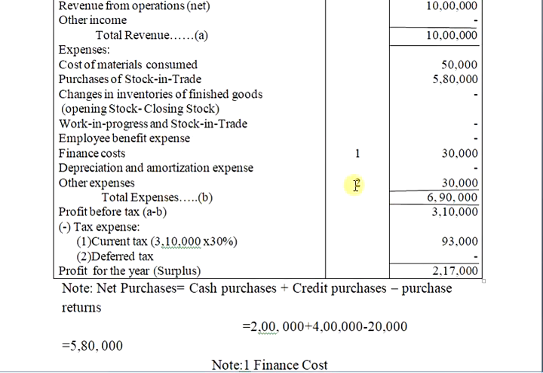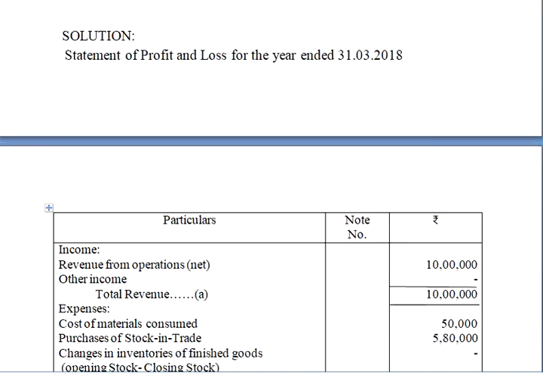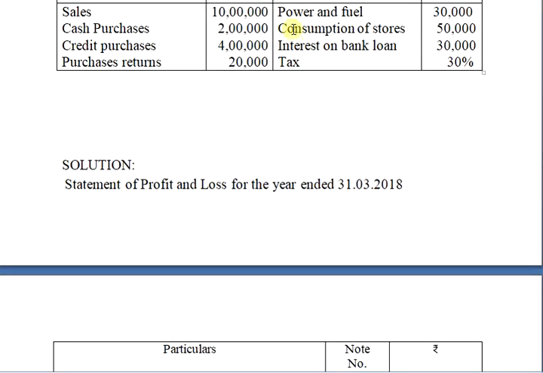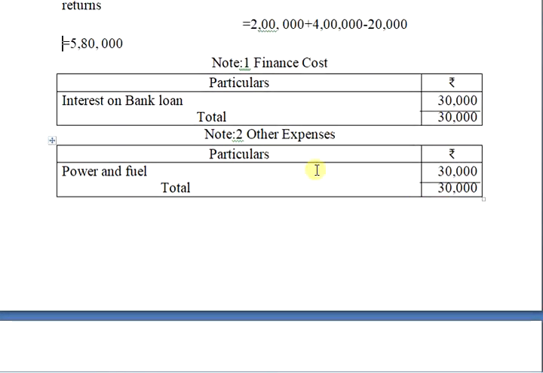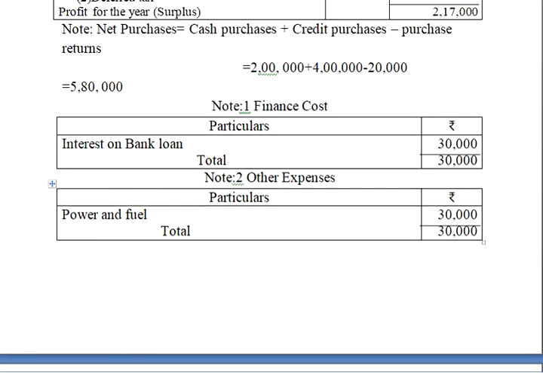Other expenses, note number 2, we have maintained. How much is there? 30,000. Again we can see the question here, that is power and fuel, how much is given? 30,000. This 30,000 will be treated as what here? Other expenses. I have maintained a separate note here. You also need to maintain the notes. Note number 2, other expenses, particulars rupees, power and fuel, it is 30,000.